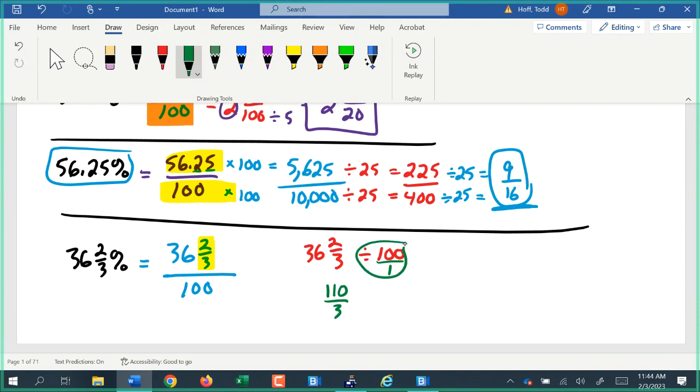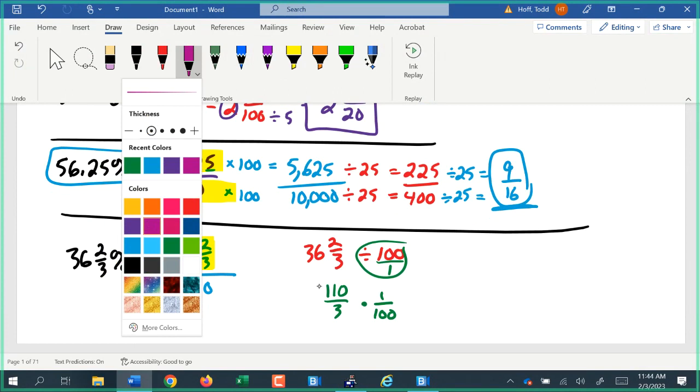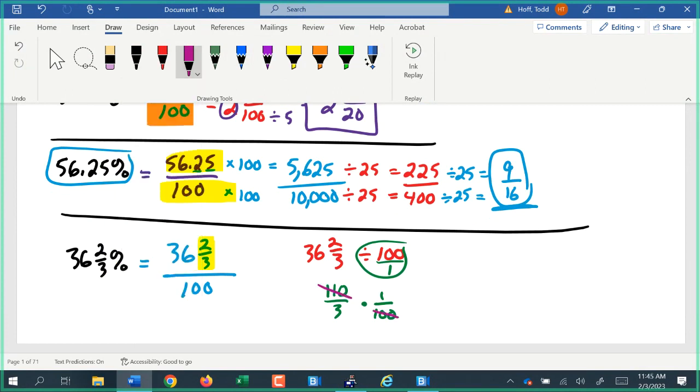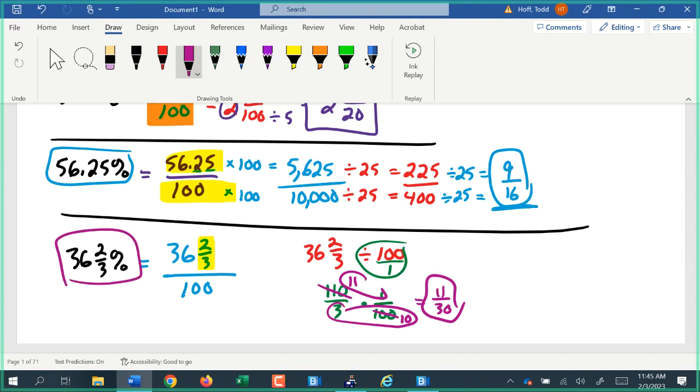And the division, remember, operates on the number coming after it, so I'm going to turn that into times the reciprocal. Reciprocal of 100 over 1 is 1 over 100. Now we can cross-cancel here. Both 110 and 100 divide by 10. 110 divided by 10 is 11. 100 divided by 10 is 10. So I have 11 times 1 is 11. 3 times 10 is 30. So 36 2/3%, which means 36 2/3 out of every 100, is the same as 11 out of 30.